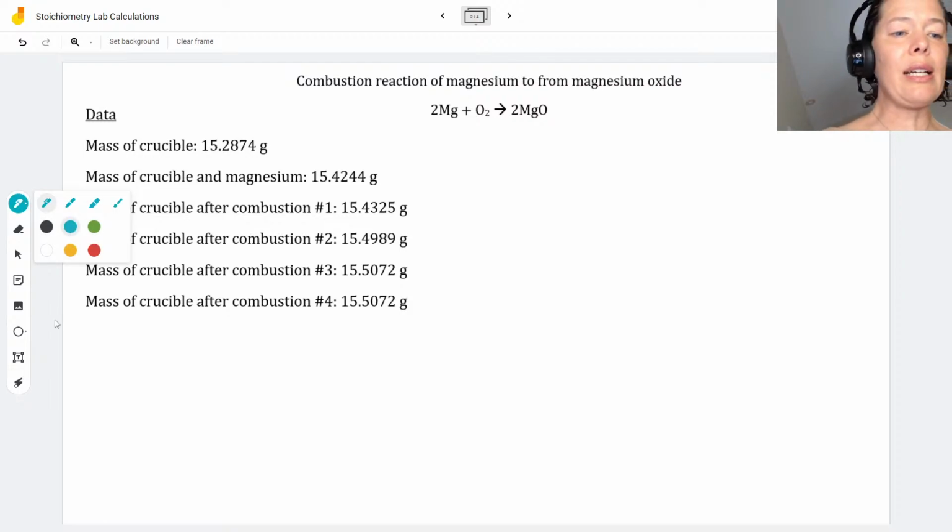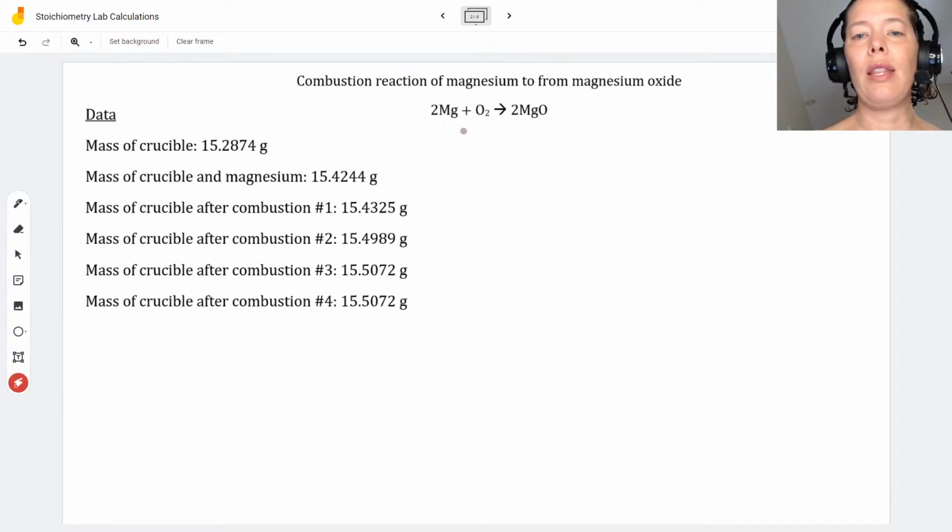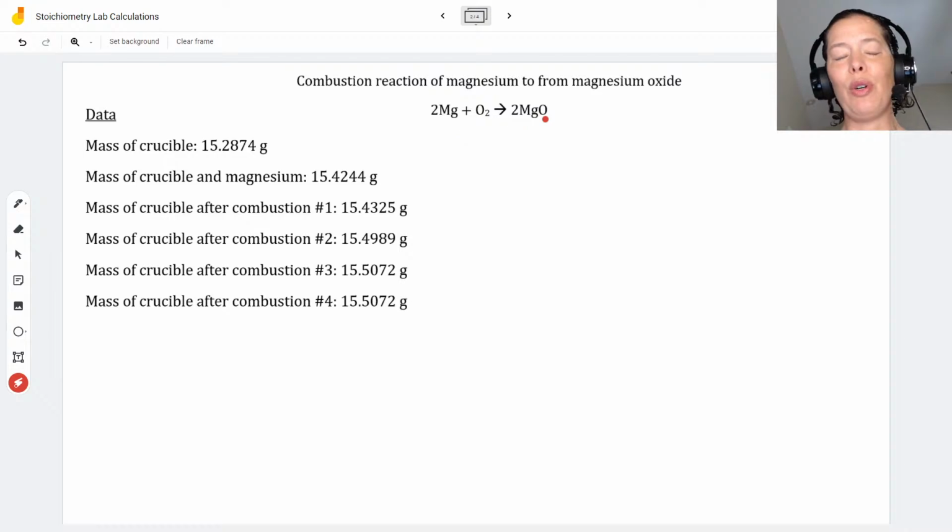So you're going to collect some masses, not only of the crucible, but before, of just the crucible, and then the crucible and the magnesium. And then, of course, you have to collect masses afterwards as well. Okay, so the first thing that's important in this lab is, of course, the balanced chemical equation. We must have the balanced chemical equation. Now let's go ahead and get to the data.